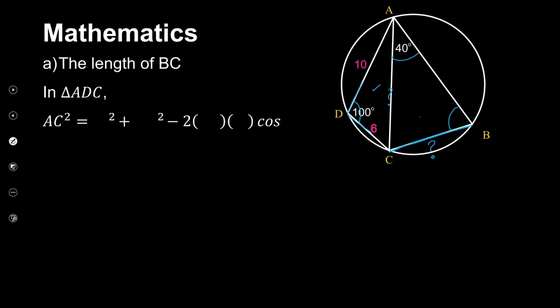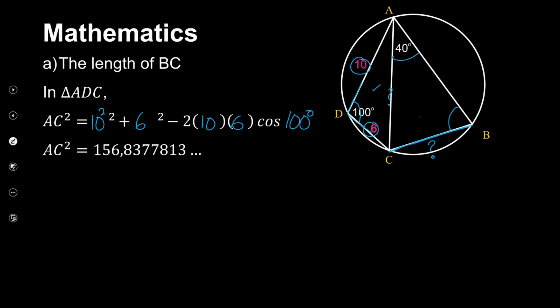Okay, so first let's find AC squared. So AC squared is equal to, remember we're going to use our sides, so it's going to be 10 squared, right? So it's that side. And then this side, so 6 squared minus 2 times 10 times 6 times cos of the angle in between, which is 100 degrees. Okay, so if we put that into the calculator, we're going to end up with AC squared being 156,83778 and continuing like that.